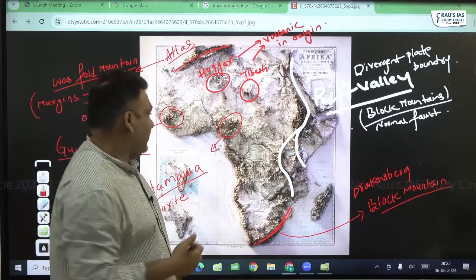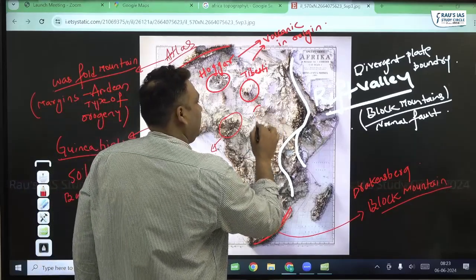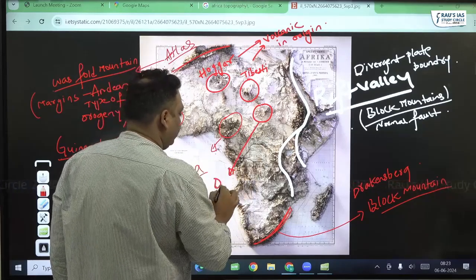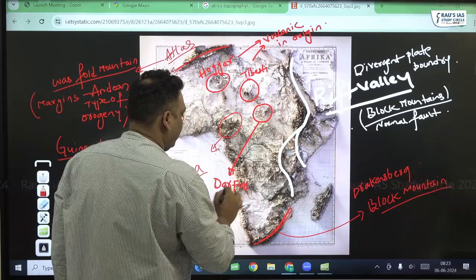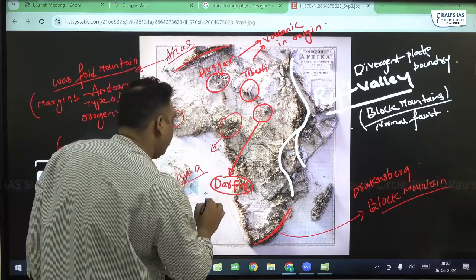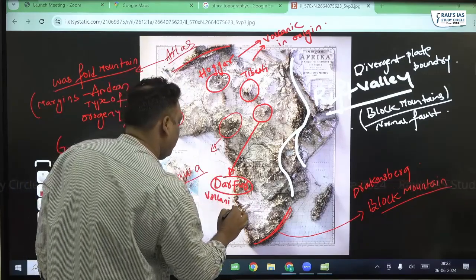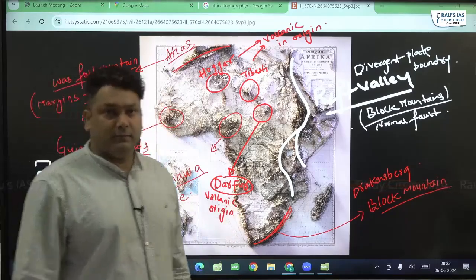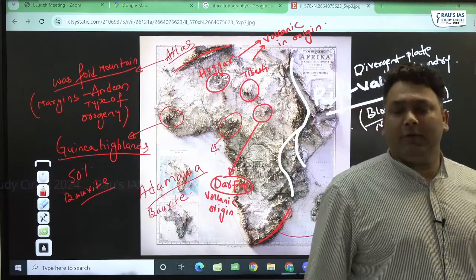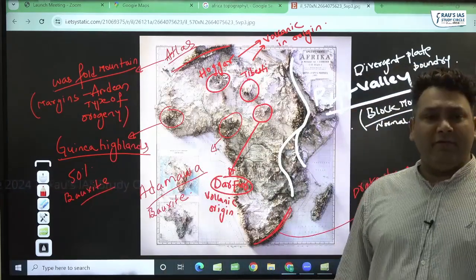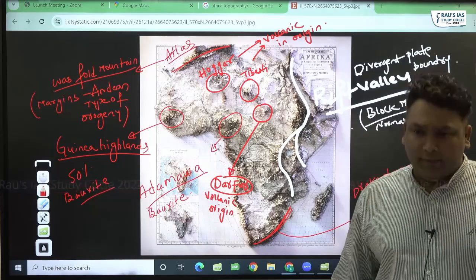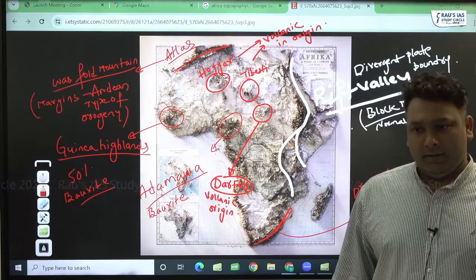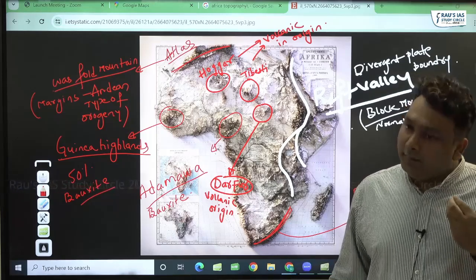And here you have a highland. This highland which you see, very important, is called Darfur. Again, this has volcanic origin. So these are the most important ones. You don't have to mug up everything. I'm telling you those things which are very important for the examination. If you want everything, go and look at the many materials available in the world.